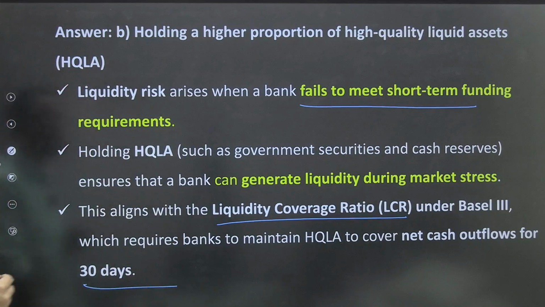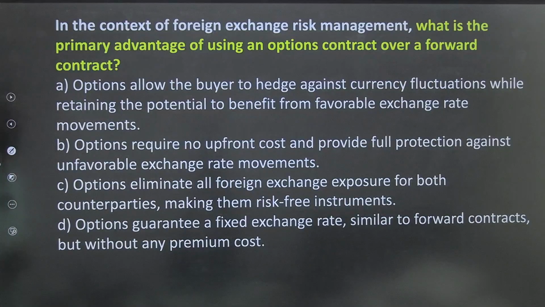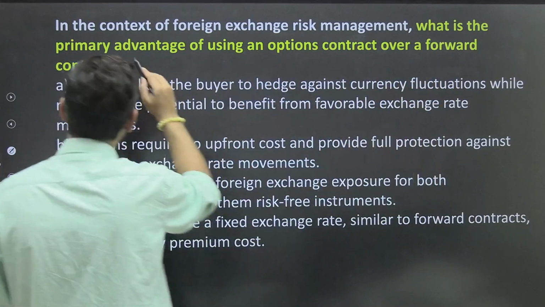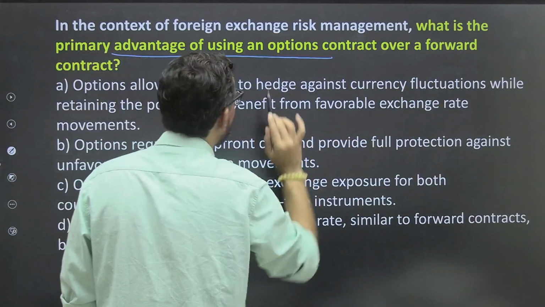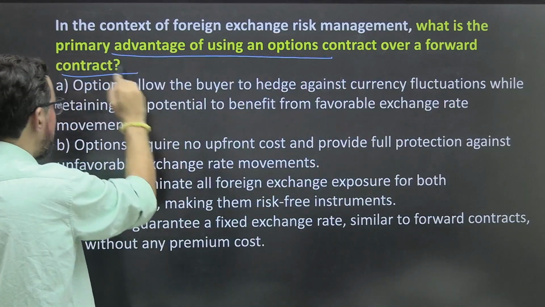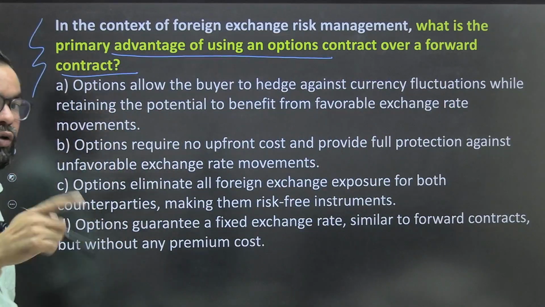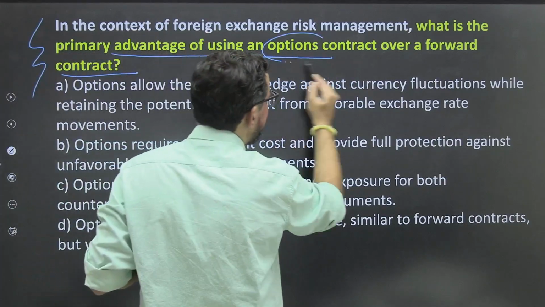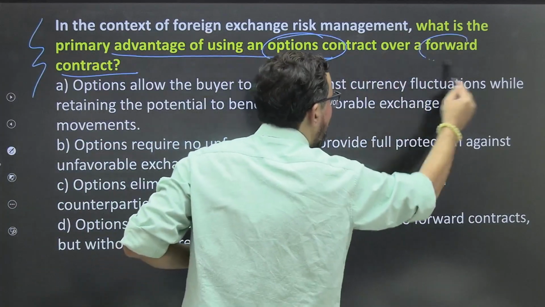All right, next one. अगले क्वेश्चन पे चलते हैं. In the context of foreign exchange risk management, what is the primary advantage of using an option contract over a forward contract? ठीक है. So why are we using options over forwards? ठीक है. So देखो क्या होता है. Option is an exchange traded derivative. Forwards are OTC. ठीक है.